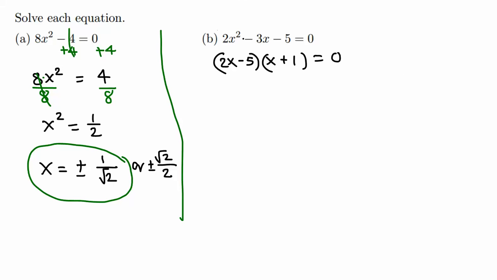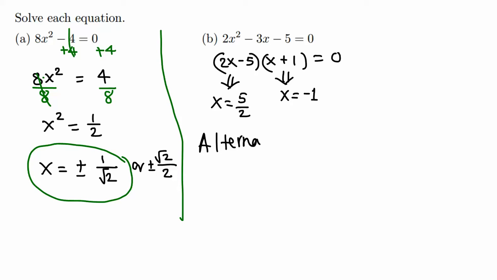Once this polynomial is factored, then we use the zero factor property. Either 2x minus 5 equals 0 or x plus 1 equals 0. From x plus 1 equals 0, x equals negative 1. From this factor, 2x minus 5 equals 0, move 5 over, divide by 2, so x equals 5/2. So these are two values.